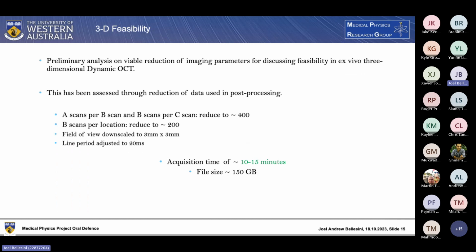And then we've also done preliminary analysis on reduction of these parameters to try and implement 3D D-OCT feasibility. It looks like we can reduce our parameters to what's shown here, roughly 400 A-scans per B-scan, 200 B-scans per location, and a field of view of 3 by 3 to still have contrast, but bring our acquisition times down to a more clinically feasible level for the tumor assessment goal. And with a file size of 150 gigabytes, it's still quite computationally expensive. But in terms of clinical feasibility, this is still something that we are going to be investigating.